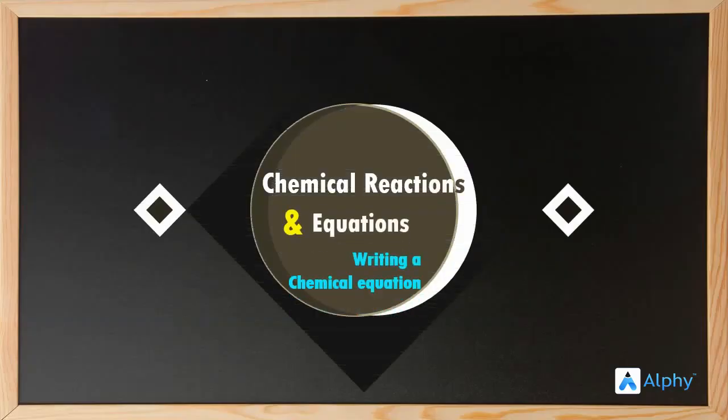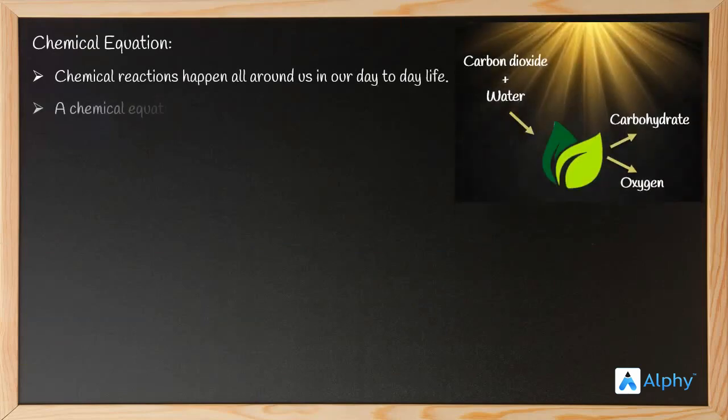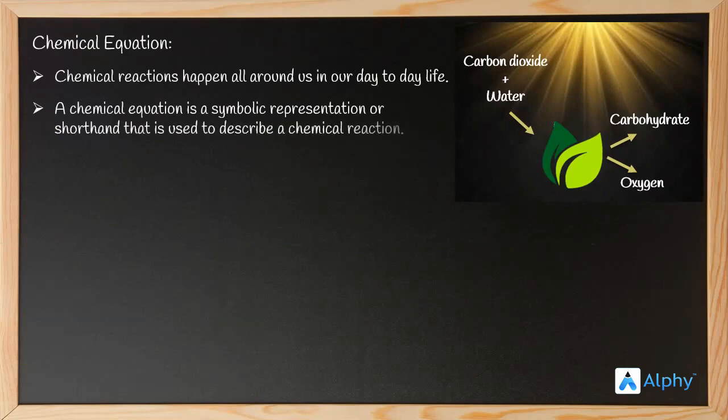Chemical reactions and equations. Writing a chemical equation. So we are going to learn about this topic. Chemical reactions happen all around us in our day-to-day life. A chemical equation is a symbolic representation or shorthand that is used to describe a chemical reaction. We have already learnt about reactants and products in the previous module.